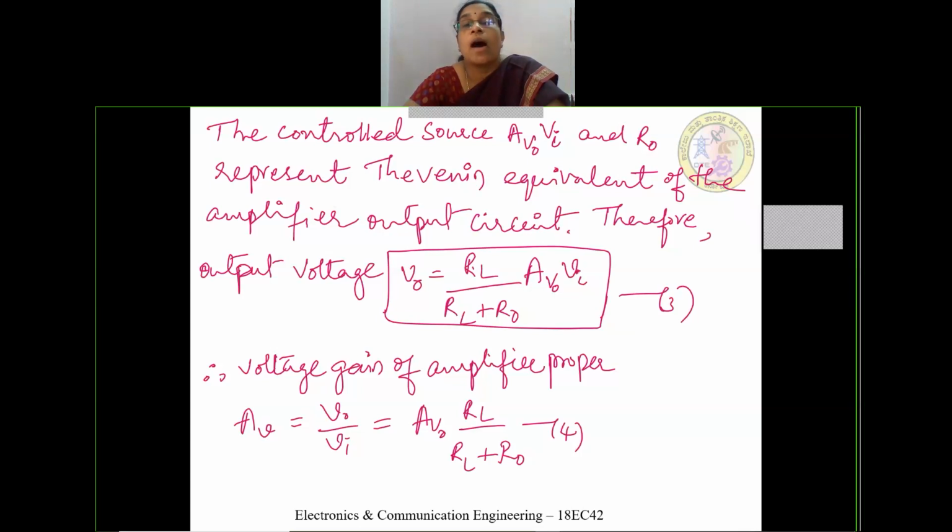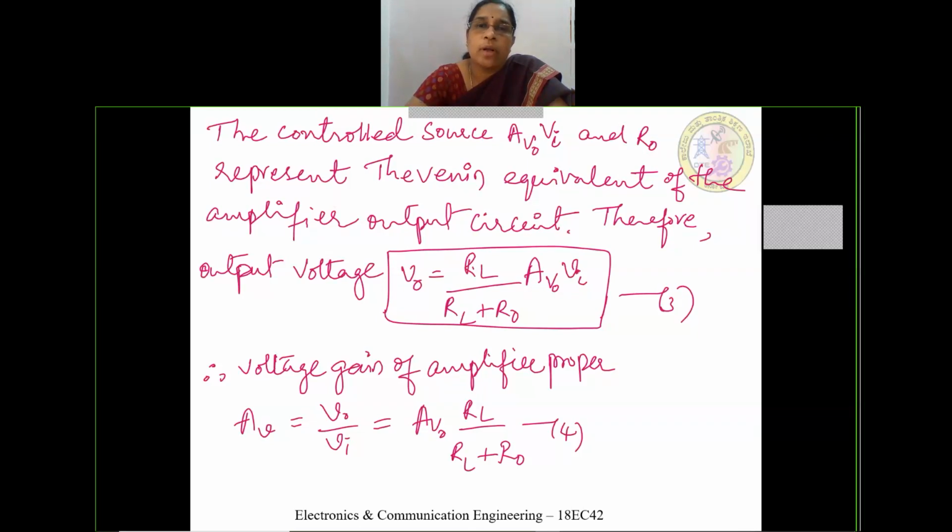Now coming to this section, the controlled source AV naught into Vi as well as R naught. What is R naught? Output resistance, and we have just defined where it is available. These two parameters actually represent the Thevenin's equivalent of the amplifier output circuit, because the controlled voltage source AV naught into Vi and the resistance R naught appear at the output part of the amplifier circuit.